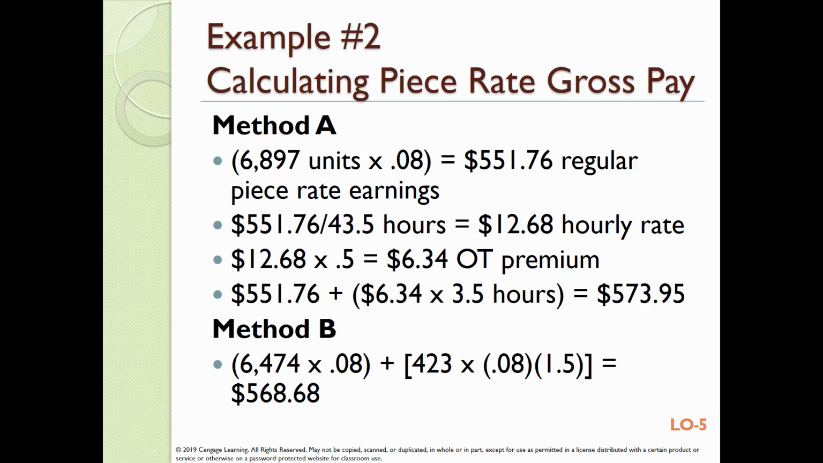Whereas in the second method, the only thing you had to do, if she inspected 423 cases of shellfish in the last 3.5 hours, the question was, how many did she inspect in the first 40 hours? And you just had to subtract the 423 from the total, right, to get the 6,474. And so her gross comp is $568.68, and again, the reasonableness check, that's within $5.27 of each other, so I feel pretty good about that.